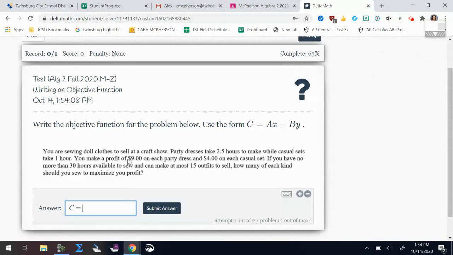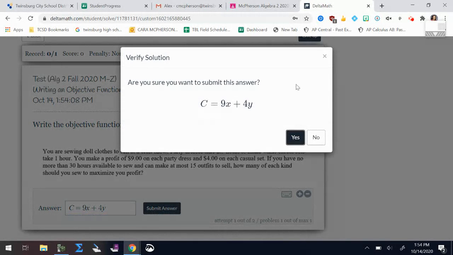So I make $9 on party dresses and I make $4 on casual sets. So my profit is going to be $9 on one type plus $4 on the other. And again, I'm going to be pretty flexible with your variables as long as you have the two variables, just make them X and Y, and then you have the correct coefficients.